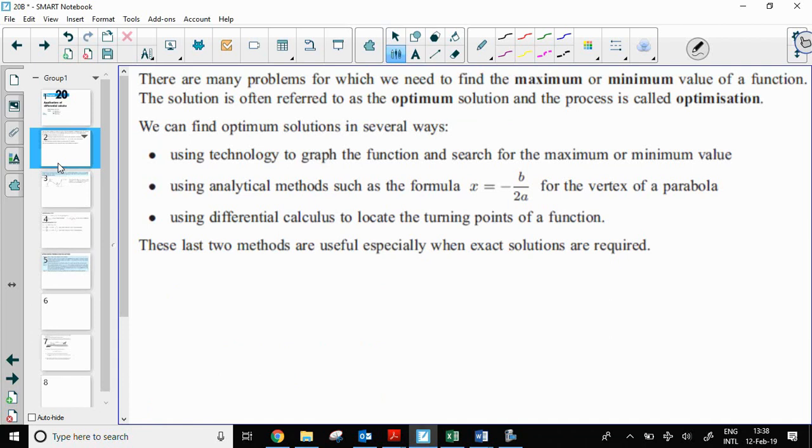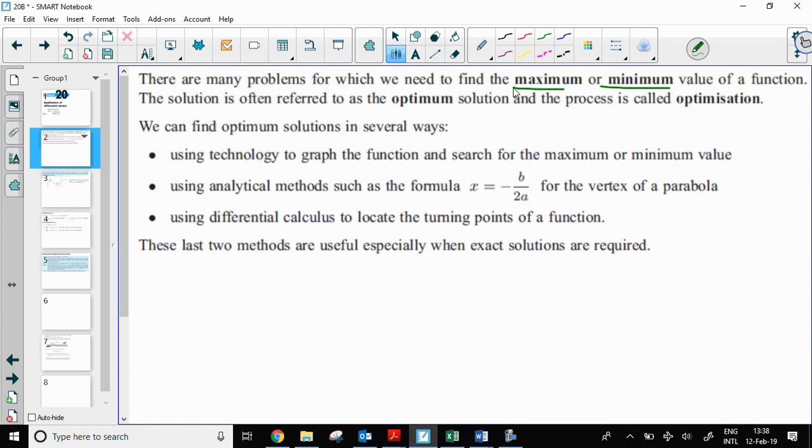So basically the idea in optimization is we want to optimize some sort of function, and what that means is we're going to look for the maximum or the minimum. We talked about this in chapter 19 with finding the maximum and minimum of a graph. It's going to be the same idea here.